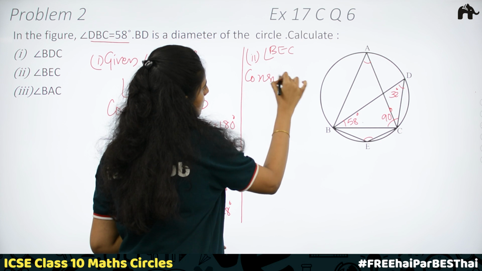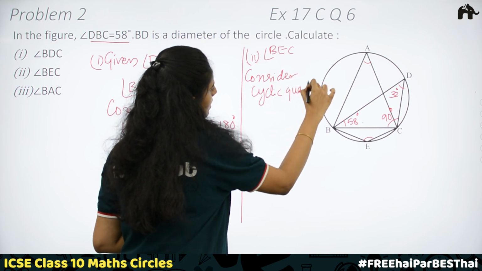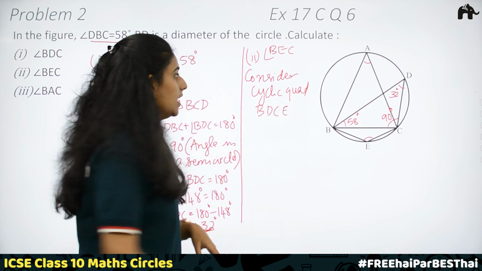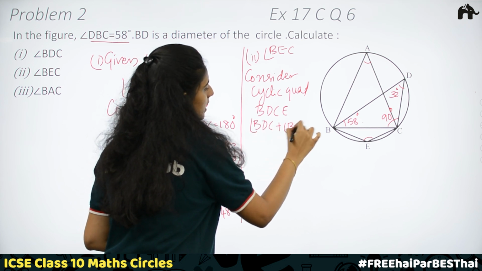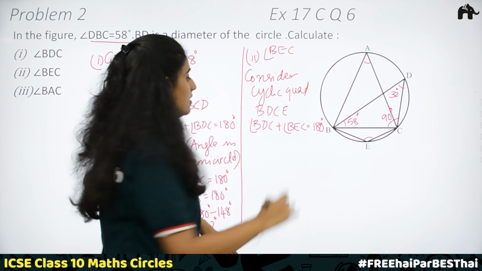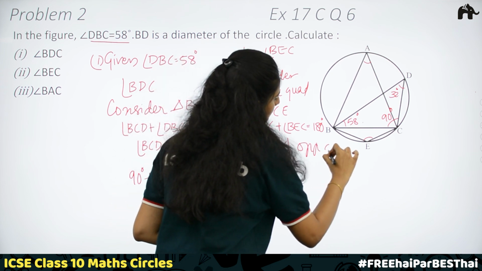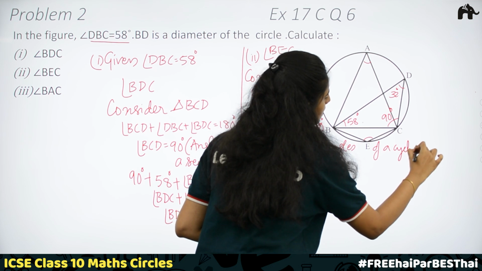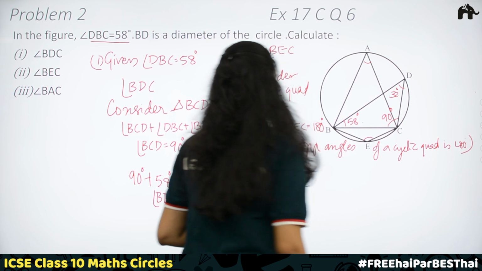Consider cyclic quadrilateral BDCE. Angle BDC plus angle BEC will be equal to 180 degrees. What is the reason? Sum of opposite angles of a cyclic quadrilateral is 180 degrees.